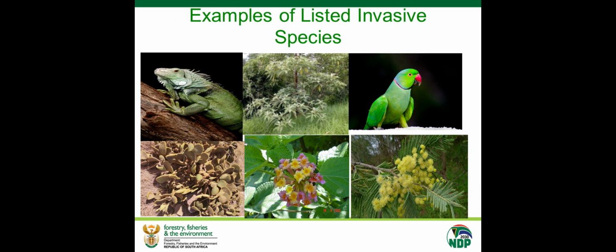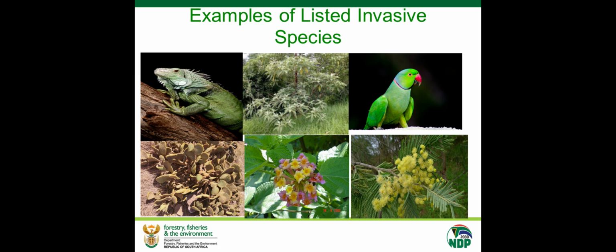So, examples of listed invasive species. Here we've got the green iguana, which is category 2 here in Mpumalanga. In Mpumalanga, you must have a permit for this. If you don't have a permit and you are found in possession of it, it's a non-compliance. It's an offense.